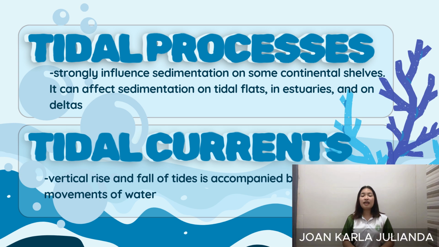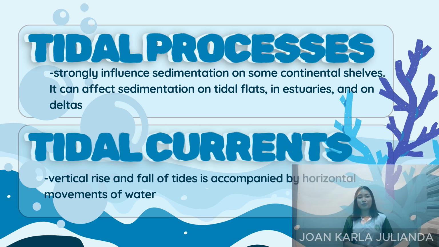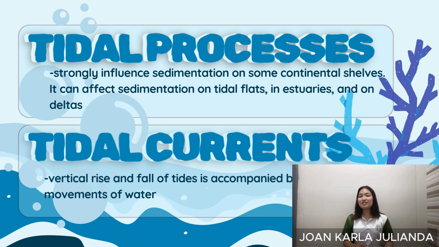On the other hand, tidal current is the vertical rise and fall of tides accompanied by a horizontal movement of those waters. The currents generated on the shelf by tides are bidirectional but asymmetrical with respect to velocity. That is, number 1, the flood tide, which is a rise in sea level over a period of several hours. And number 2, the ebb tide velocity, which is a stage where sea level keeps receding over several hours.